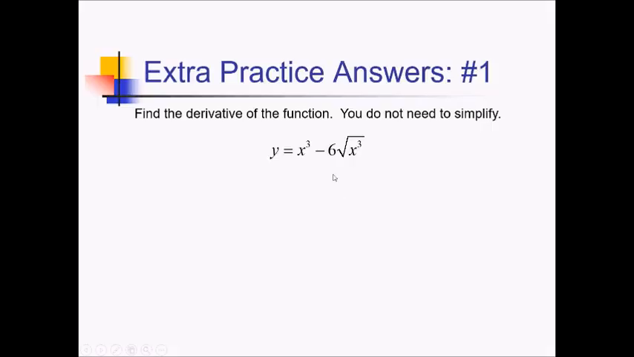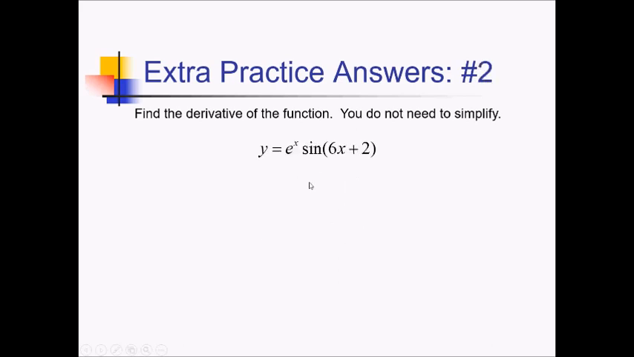To find the derivative of this expression, I'm first going to rewrite this second term with an exponent. So this can be written as 6x to the 3/2 power. And now let me just use the power rule. We've got 3x squared for that first term. And then for this one, we have negative 6 times 3/2. That's going to be negative 9x to the 1/2 power.